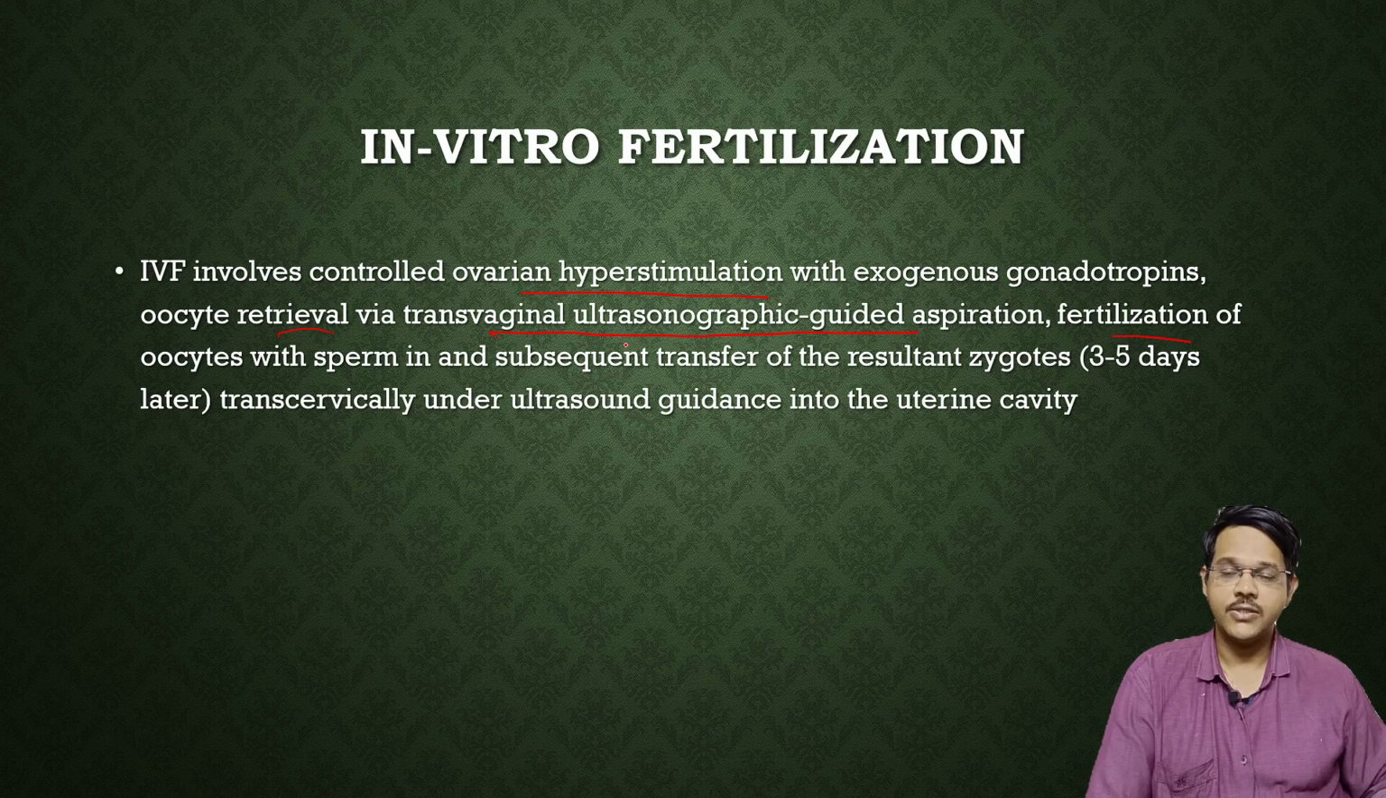So in a petri dish or some media, the egg oocyte obtained from the mother as well as sperm from the husband is fertilized, and then the resultant zygote, after 3 to 5 days, is subsequently transferred into the uterine cavity. It may be done through ultrasound guidance. So the ovum is obtained by ovarian stimulation, combined with sperm, and they are fertilized. After 3 to 5 days, the zygote is formed and transferred into the uterine cavity. That is in vitro fertilization.